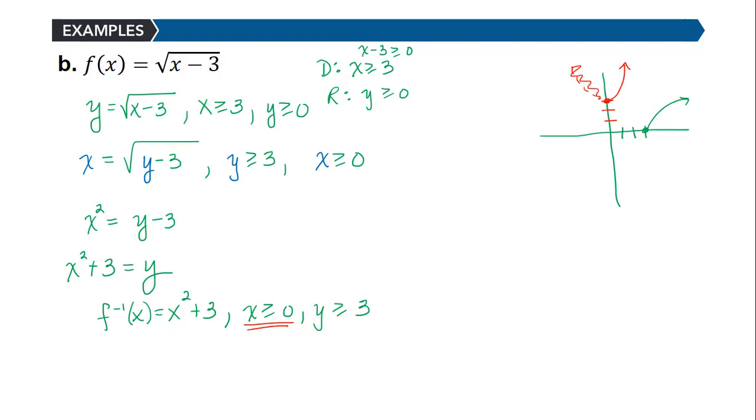So the domain of the original function, domain of f, is bracket 3 to infinity. The range is from 0 to infinity. But we can see that the domain of this restricted function is bracket 0 to infinity, and the range is bracket 3 to infinity. Again, to reinforce the fact that the x and y's are interchanged, which means that the domains and ranges are also interchanged.